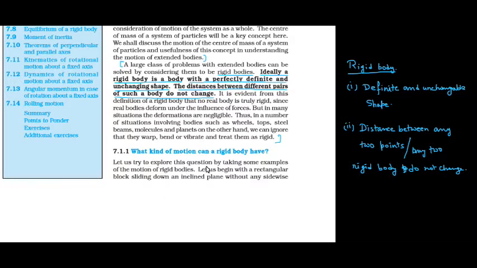What kind of motion can a rigid body have? Let us try to explore the question by taking some examples of the motions of a rigid body. Let us begin with a rectangular block sliding down an inclined plane without any sidewise motion.